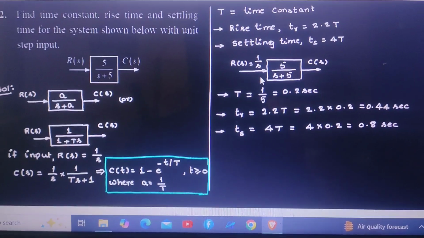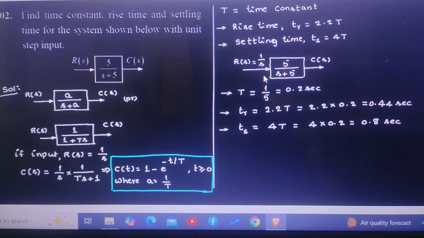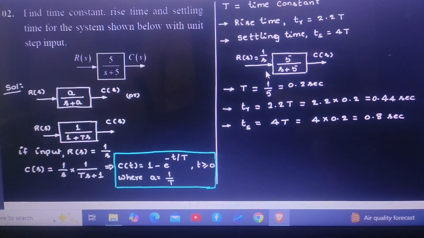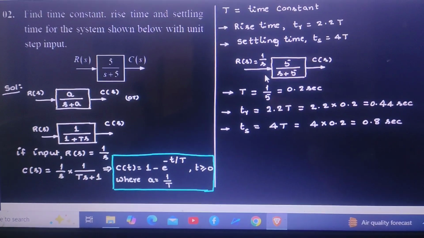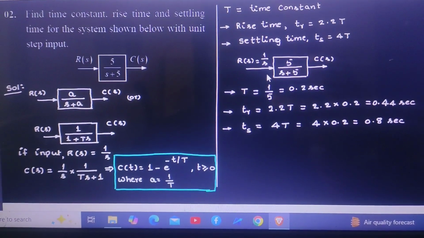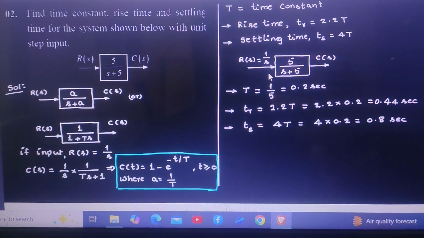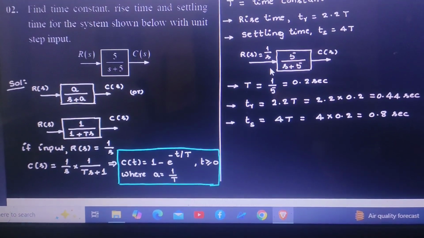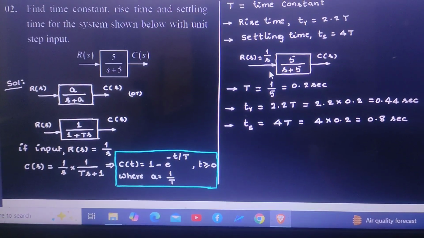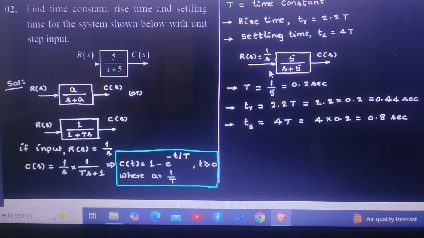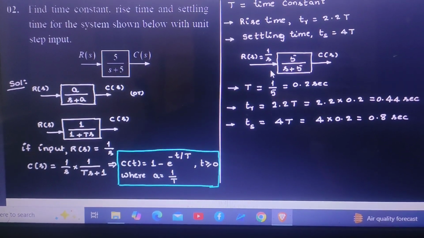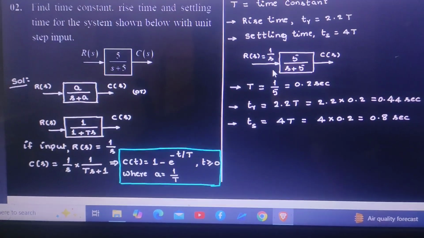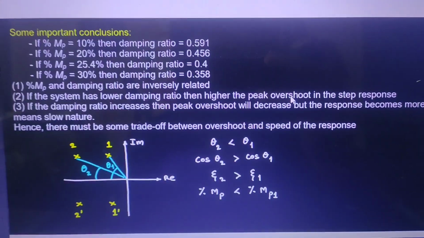In this problem, he is asking to find the time constant. The given system 5 by S plus 5 is a first order system. So rise time for a first order system is 2.2 into time constant, whereas settling time is equal to 4 times the time constant. From 5 by S plus 5, the time constant you can write as 1 by 5, that is 0.2 seconds.